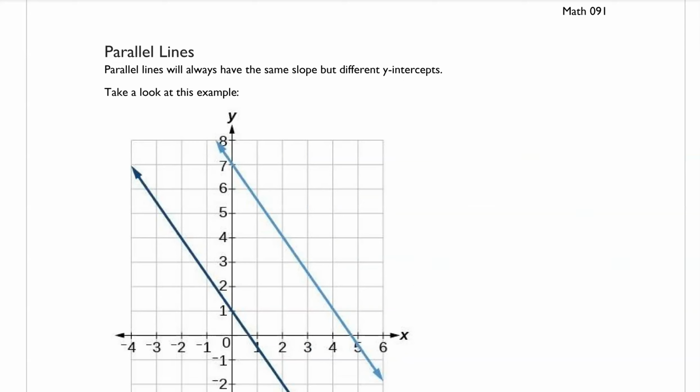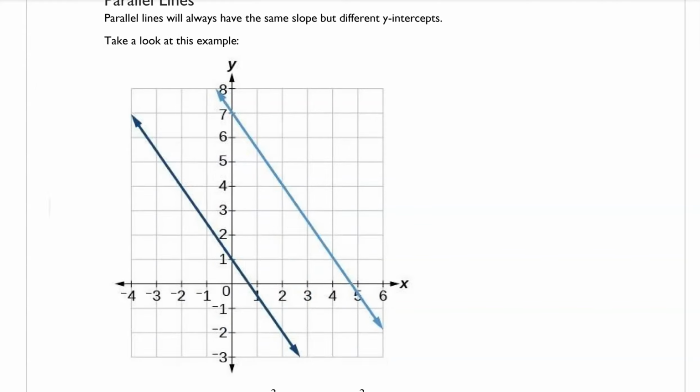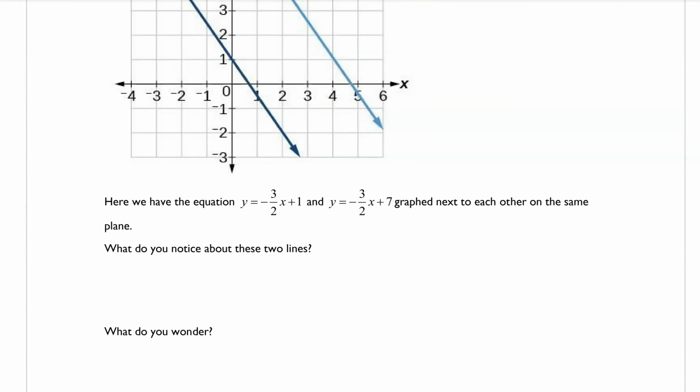Parallel lines will always have the same slope, but different y-intercepts. So we have this example down below, and here we have the equations y equals negative 3/2 x plus 1 and y equals negative 3/2 x plus 7 graphed next to each other on the same plane. What do you notice about these two lines?